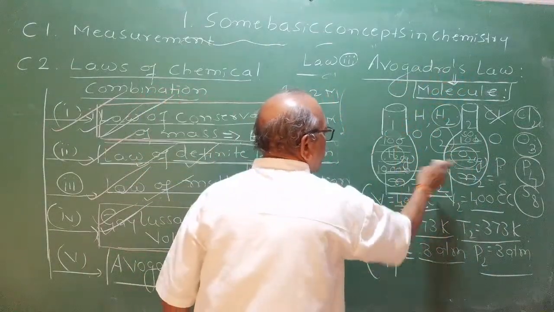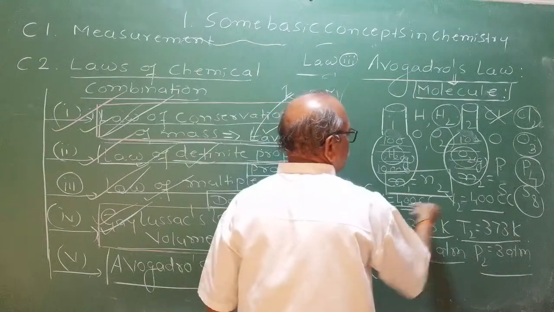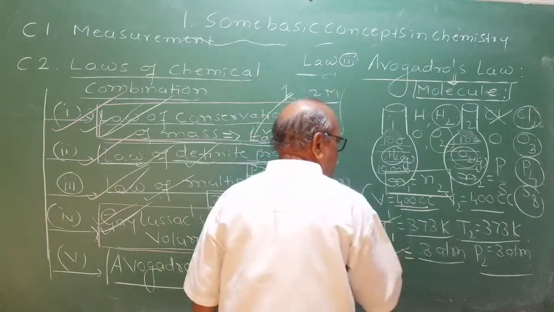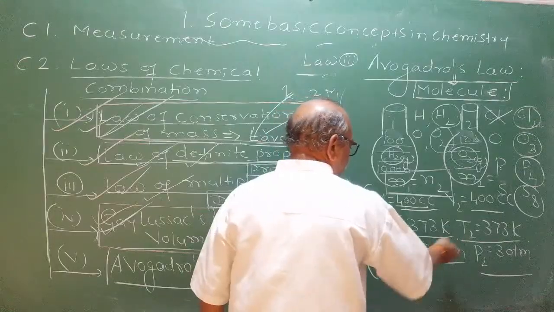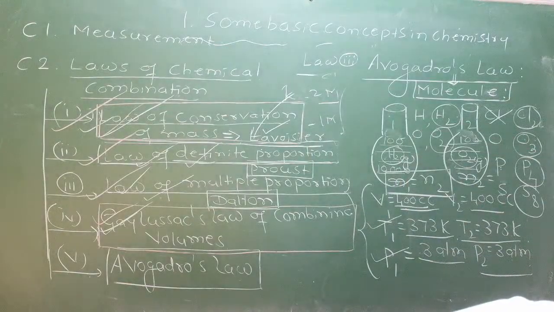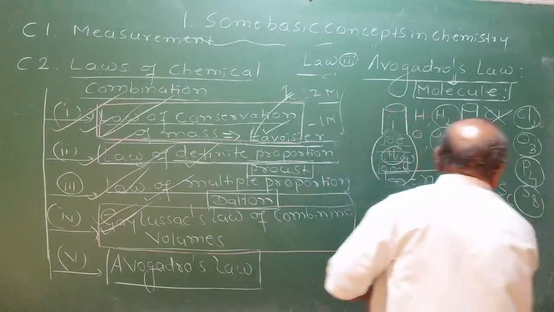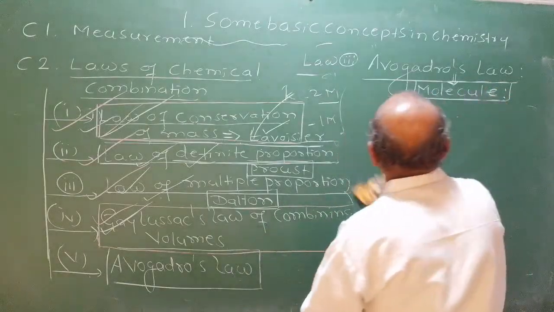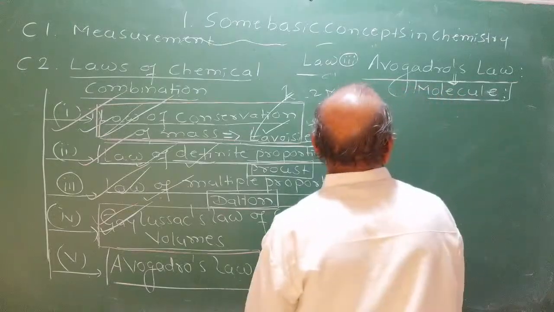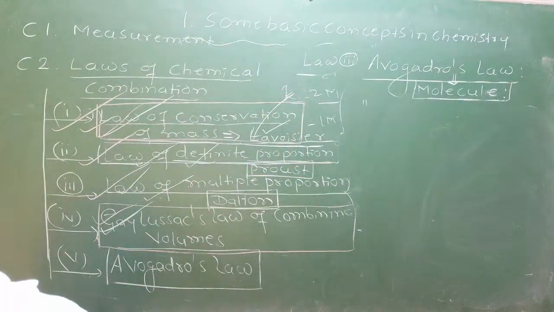Right? So, equal volumes of two or more gases under similar conditions of temperature and pressure contain equal number of molecules. This is called equal volumes of all gases, whatever may be the gas, contain equal number of molecules. Equal number of molecules. Let us write the statement. I hope you understood now. Arpita, is that clear? Okay.